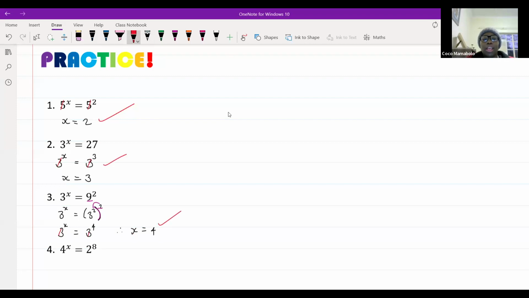1 mark, 1 mark. In this last one over here, the problem is actually on this side. On this side, I'm going to get 2 squared to the power of x is equal to 2 to the power of 8. I see a bracket and an exponent, so I'm going to multiply those two things. Therefore, I'm going to get 2 to the power of 2x is equal to 2 to the power of 8. We can drop our exponents. That tells me that 2x is equal to 8. Divide both sides by 2. Therefore, x is equal to 4.